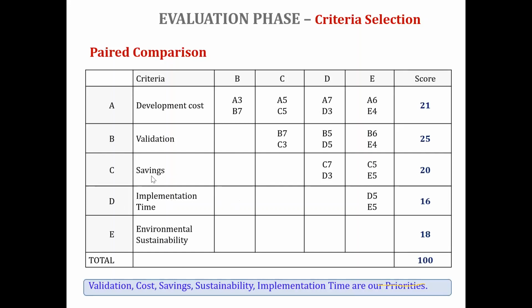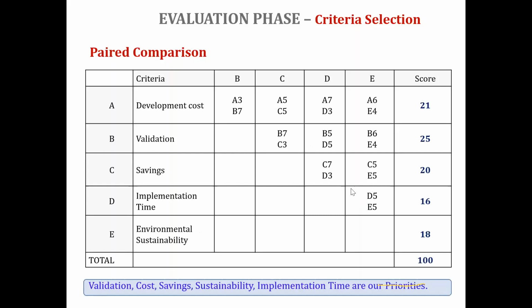Now I'm going to compare C with the other parameters. I need to compare savings, C, with A, B, D, and E. C is savings. We have already compared savings with development cost and validation. Now I need to compare savings with implementation time. Savings is important, having 7 points and 3 here. When I compare savings with economic sustainability, both have 5 points. And the last one is implementation time. When I compare this with E, both have 5 points.